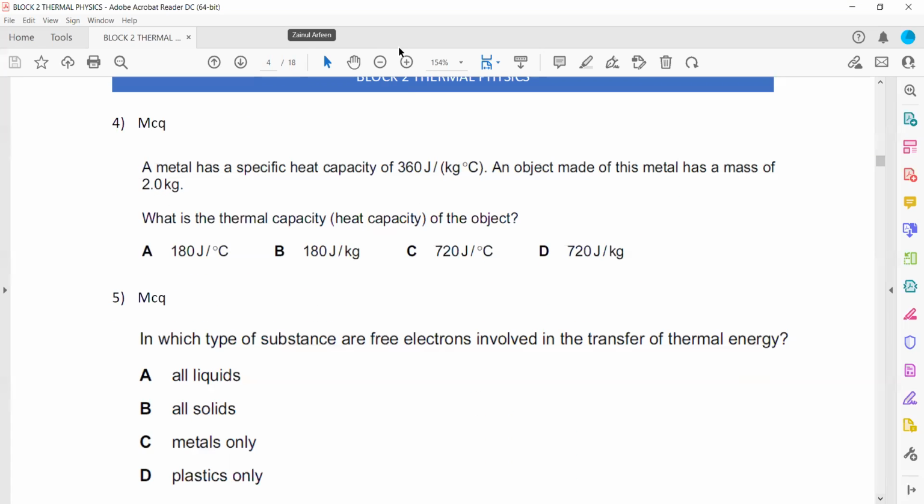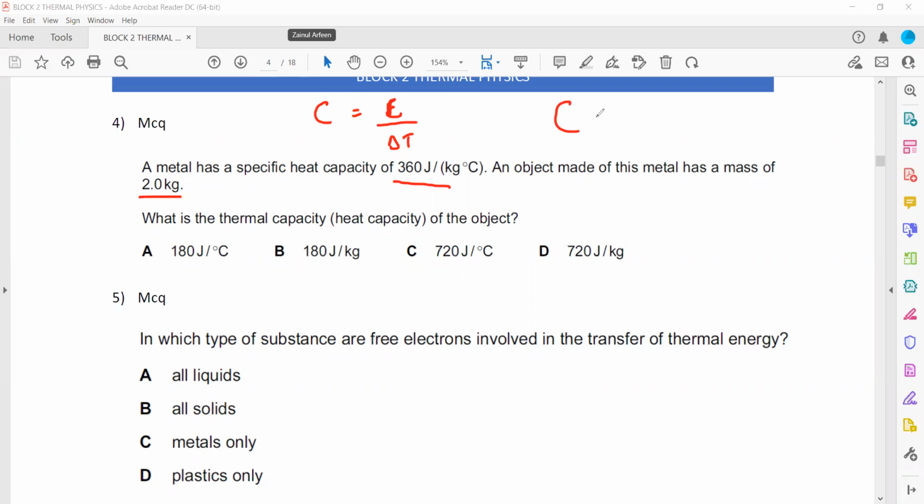In question 4, a metal has a specific heat capacity of 360 joules per kilogram degree centigrade. An object made from this metal has a mass of 2 kilograms. What is the thermal capacity? There are two formulas to calculate thermal capacity. Thermal capacity is energy divided by change in temperature. That is one.